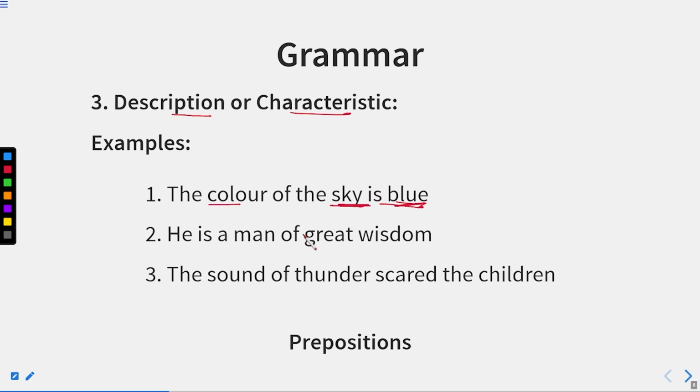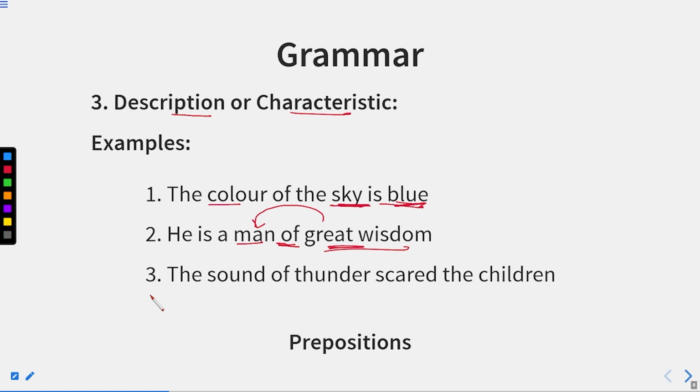He is a man of great wisdom. Now, what are the qualities of that man, or what are the characteristics of that man? So, the characteristics are that the man is very intelligent, of great wisdom. So, of is showing this characteristic and representing that this is of the man. So, here we can show the characteristic with the help of preposition of.